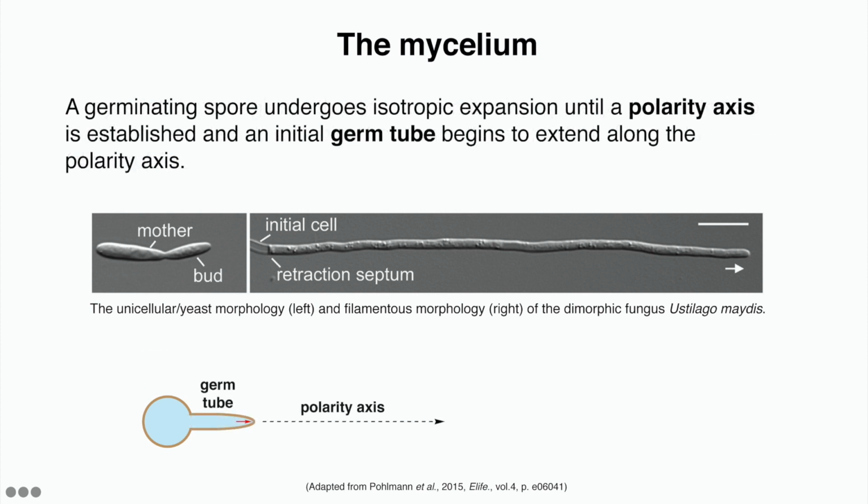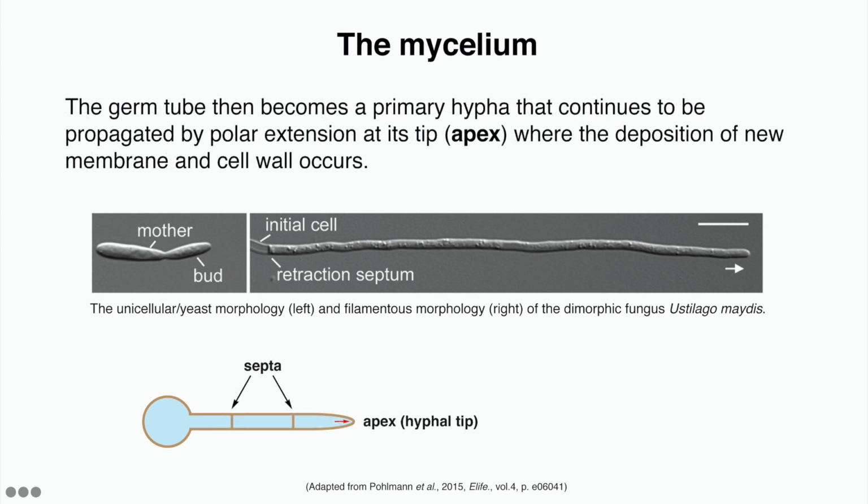A germinating spore undergoes isotropic expansion until a polarity axis is established, and an initial germ tube begins to extend along the polarity axis. The germ tube then becomes a primary hypha that continues to be propagated by polar extension at its tip, or apex, where the deposition of new membrane and cell wall occurs.